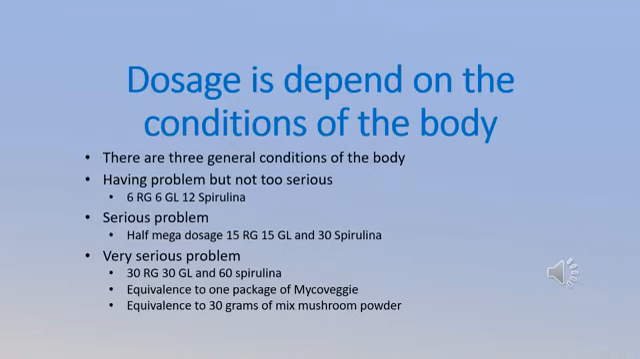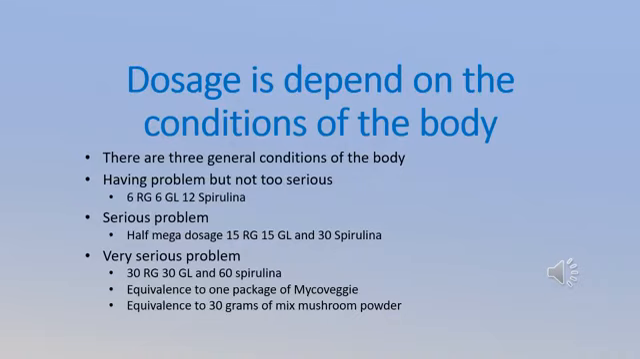Then when the problem is serious, we go for half mega dosage, 15 Rg, 15 GL, then about 15 to 30 spirulina. Like now, there are many viruses in the market, the endemic of COVID-19 and everything. So we ask people to use half mega dosage for prevention. This is also good to detox the body, so we can take it for 1 month, 2 months, to detox the body. Thirdly is the very serious problem. Very serious problem, you close your eyes and go for the mega dosage, like 30 Rg, 30 GL, and 60 spirulina.